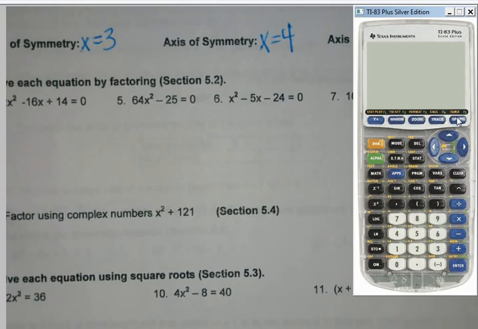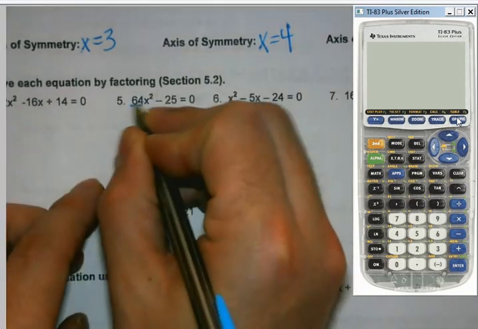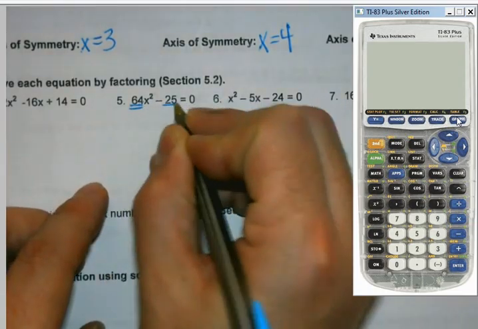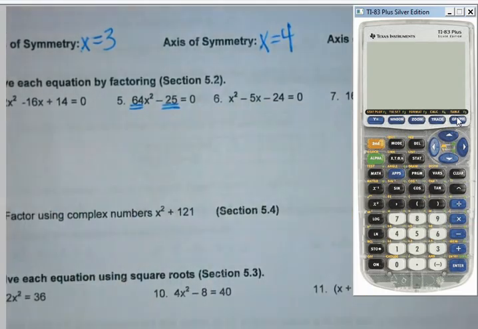For instance, here, there's only 2 terms. With there only being 2 terms, I'm not going to slide and divide. Not going to use the diamond. So I have to look and say, what seems to jump out at me about those 2 numbers, 64 and 25? Okay, they're perfect squares. I can square root them.